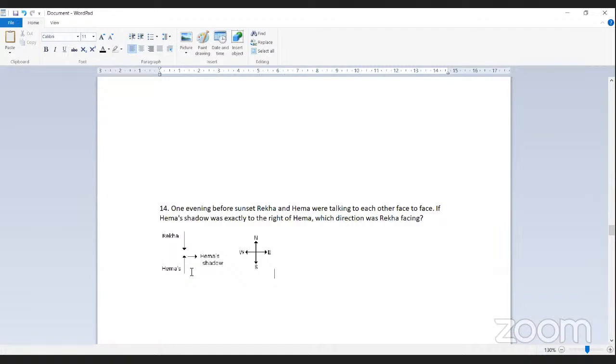Someone is talking to you face to face. Which direction will you be facing? Just observe this. North. Correct. So the person opposite to you will be facing south. In these types of cases, since they're talking face to face, it will be exactly south. Did you guys understand this?